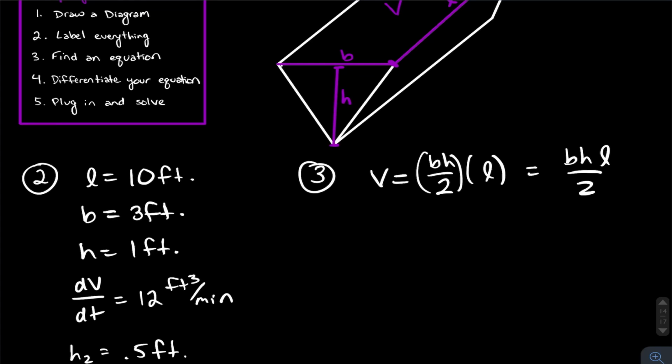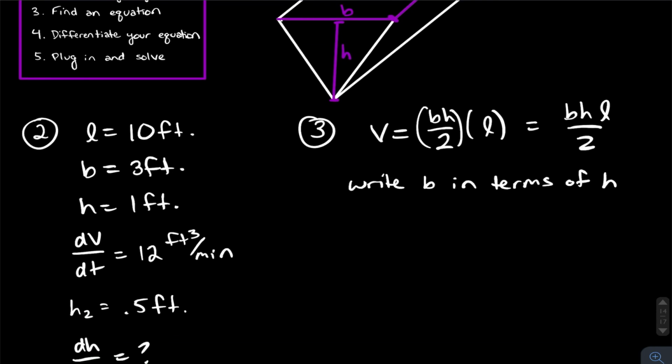So our next goal is to write B in terms of H. Hopefully you can see that here. Again, we weren't given a rate for B. We're going to use similar triangles here, just like we did in the last problem. So let's take a little bit of this triangle. Actually, this is isosceles, so I'm writing it wrong.